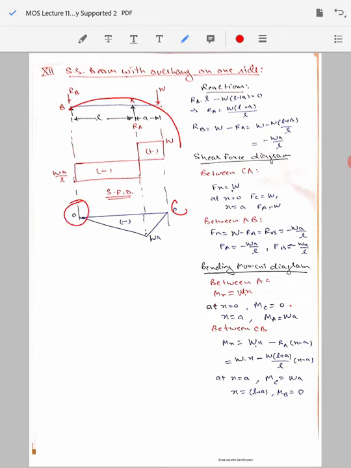point B and C, exactly at the point B and C, and exactly at the middle its value is W into A.